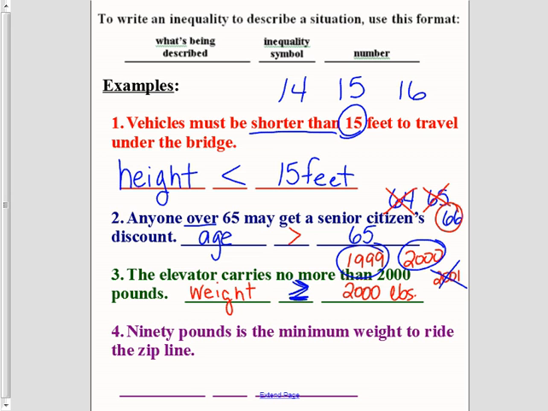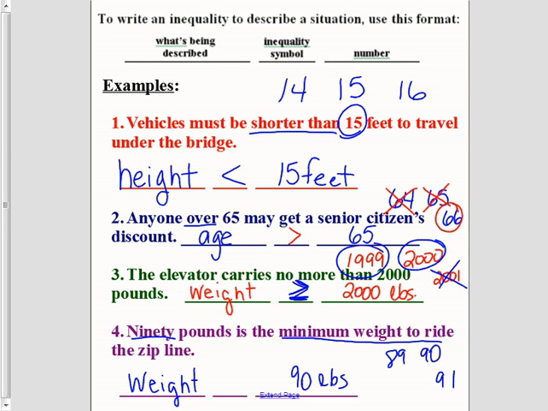Our last one, 90 pounds is the minimum weight to ride the zip line. So again, we're talking here about weight to ride the zip line, and we're comparing it to 90 pounds. And it says the minimum weight to ride is 90 pounds. So we're going to ask ourselves, can I be 89 pounds to ride? Can I be 90 pounds? Can I be 91? Well, it says the minimum, meaning the lowest, is 90.